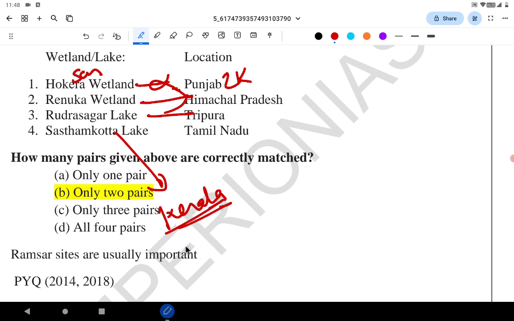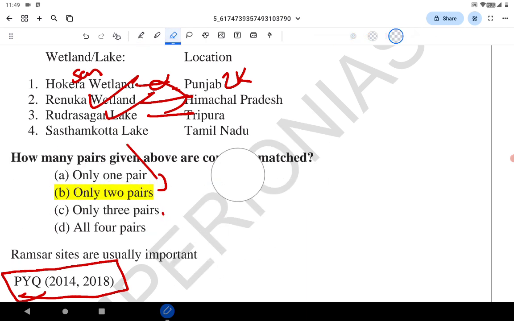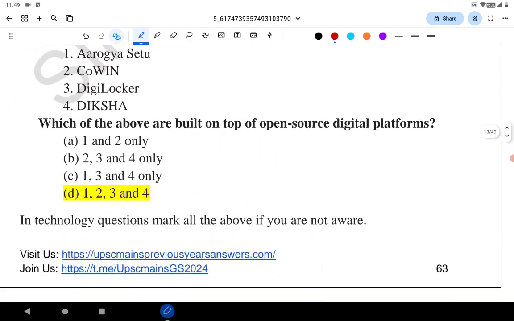Please give importance to the recently declared wetlands, and also familiarize yourself with all the Ramsar sites. Mainly the recent ones are very important. Questions related to Rudrasagar lake, Renuka and others were asked in the PYQ 2014 and 2018, so it is not a very new question. So again, Jammu Kashmir, Uttarakhand, Himachal Pradesh, Northeast: I'll write these so that you will remember. These are very important areas for UPSC. Please concentrate on them. It's asked in previous years as well.